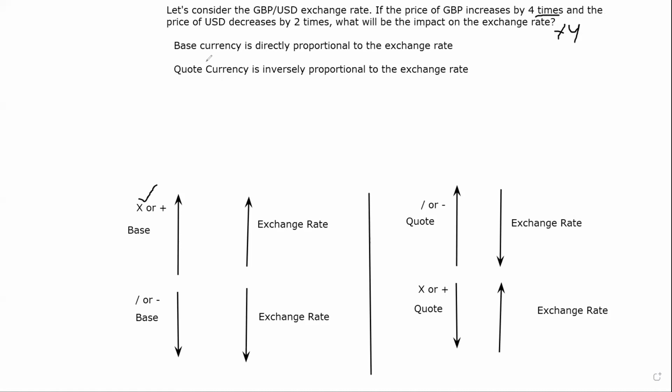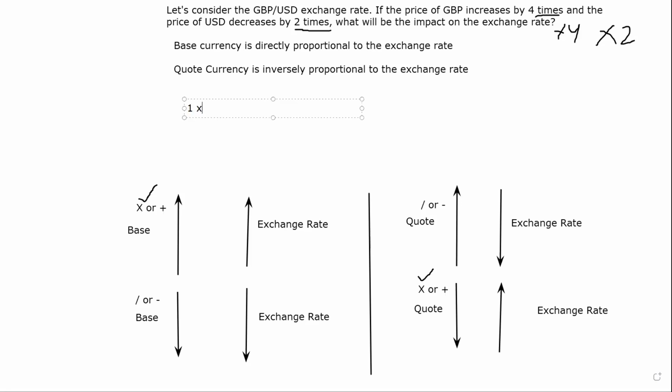And the price of USD decreases by 2 times. Because there is a times here, we're going to use either multiplication or division. We will not use addition or subtraction. What will be the impact on the exchange rate? So 2 times decreases, this is decreasing, so we're going to use multiply here. Again, we're going to multiply by 2. So let's see what the answer is.